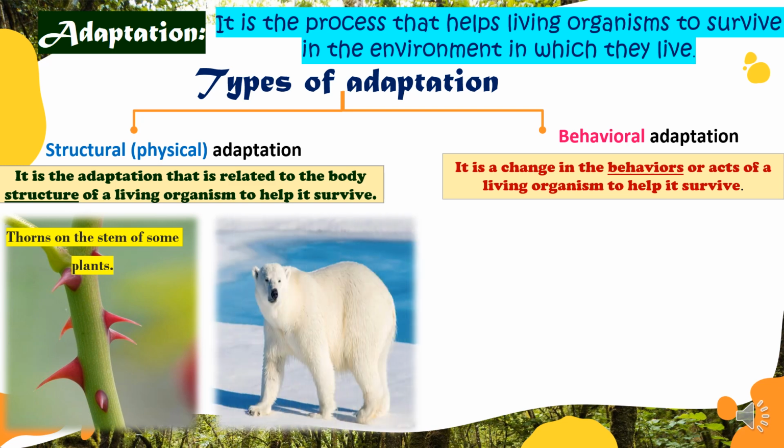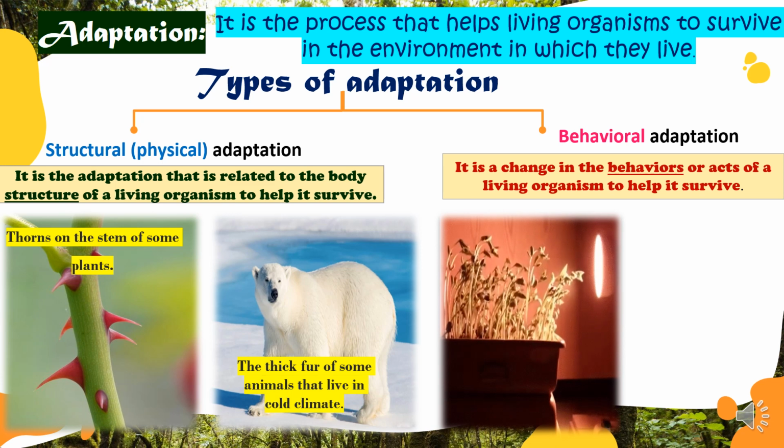The second picture and the second example here is the polar bear. As you can see that the polar bear has thick white fur to help the polar bear to live easily in the cold climate, and it has white fur to help the polar bear to sneak and to eat its prey easily.